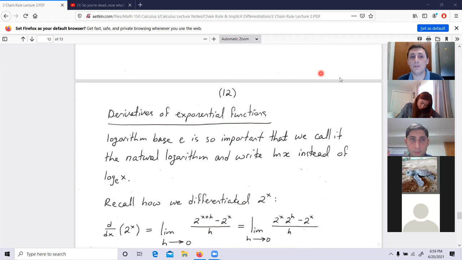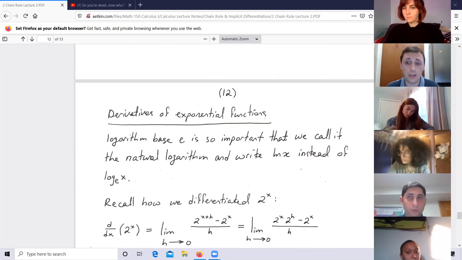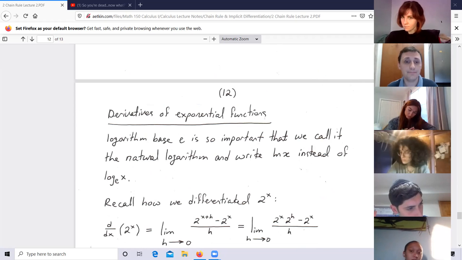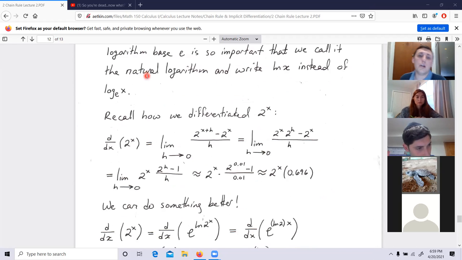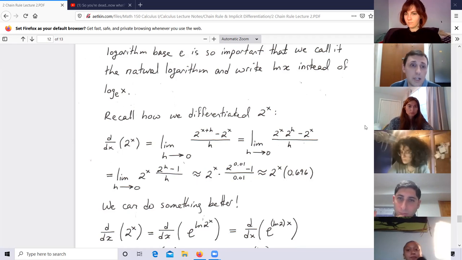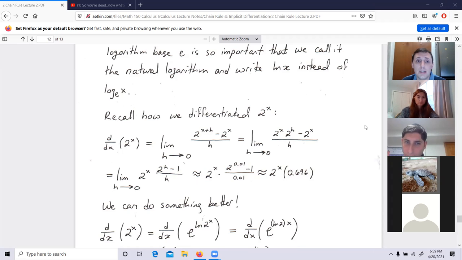And now, guys, we are going to, of course, take derivatives of logarithmic functions. So recall how we tried to take the derivative of 2 to the x before. The derivative was by definition 2 to the x plus h minus 2 to the x, and we reasoned it's 2 to the x times 2 to the h minus 1 over h, which is approximately 2 to the x times 0.696. But we can actually now calculate that limit, guys.